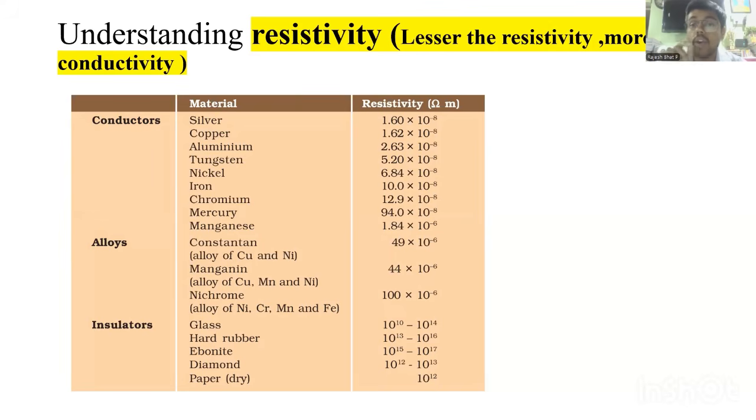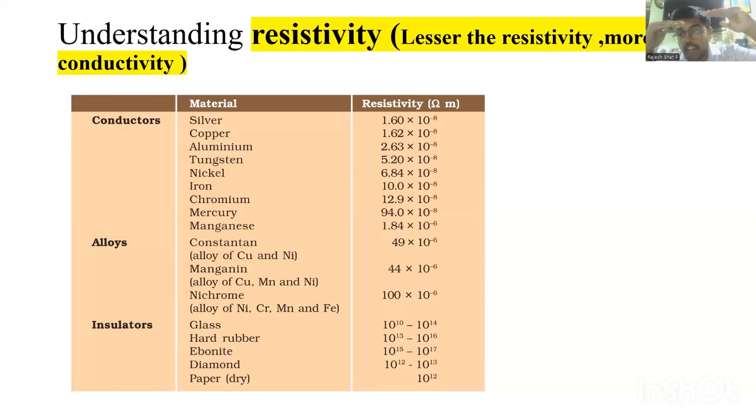They will ask this reason question: why are we using copper and aluminium? Because they are economical, and they have very less resistivity and more conductivity. Again it is inversely proportional: less resistivity, more conductivity. Now if you see insulators, like paper, 10 to the power 12, the resistivity is so much more.